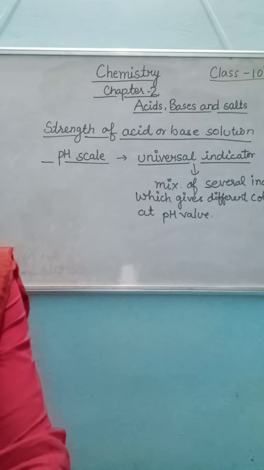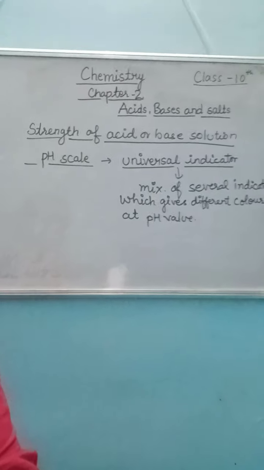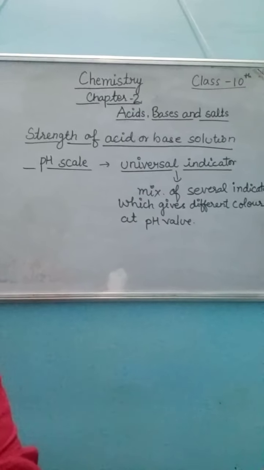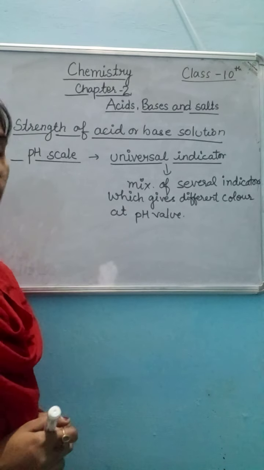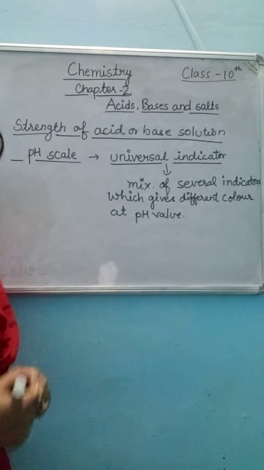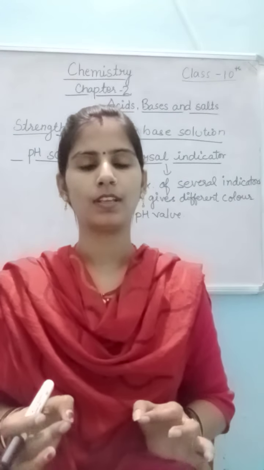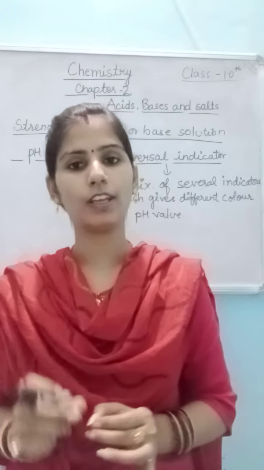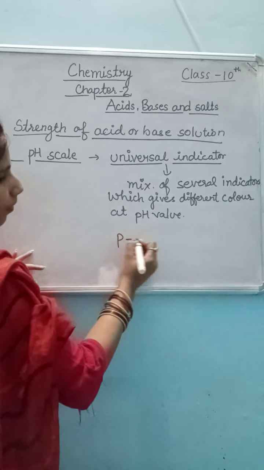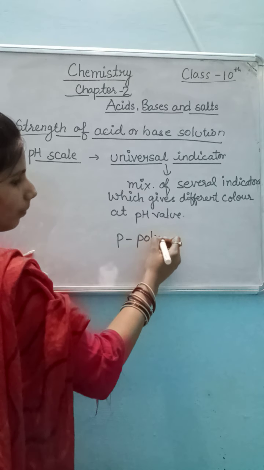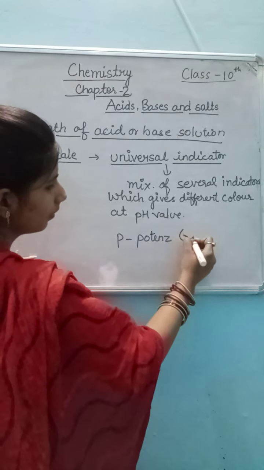So what is universal indicator? Universal indicator is a mixture of several indicators which gives different colors and different pH values. Now the pH scale. What is a pH scale? The pH scale is simply a measuring scale which measures the strength of acid or base. In pH, P stands for potenz, which is a German word.